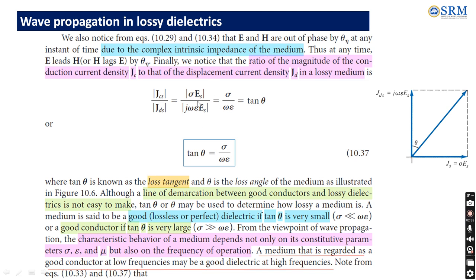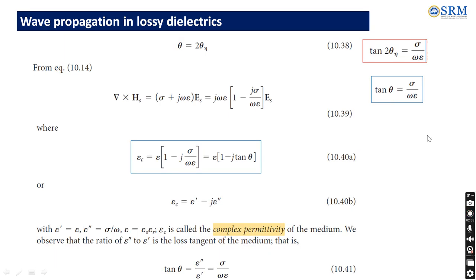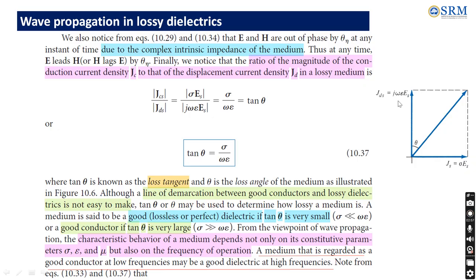So we are going to find the ratio of magnitude of conduction current density to the displacement current density. Conduction current density is a real part, so we take it along the x-axis. Displacement current density is imaginary, because it is equal to dD by dt. If I take the phasor form, it is j omega epsilon Es. If we take the tangent of the angle, the resultant vector is having angle theta. If we take tan, it is opposite by adjacent. Opposite is conduction current, adjacent is the displacement current.